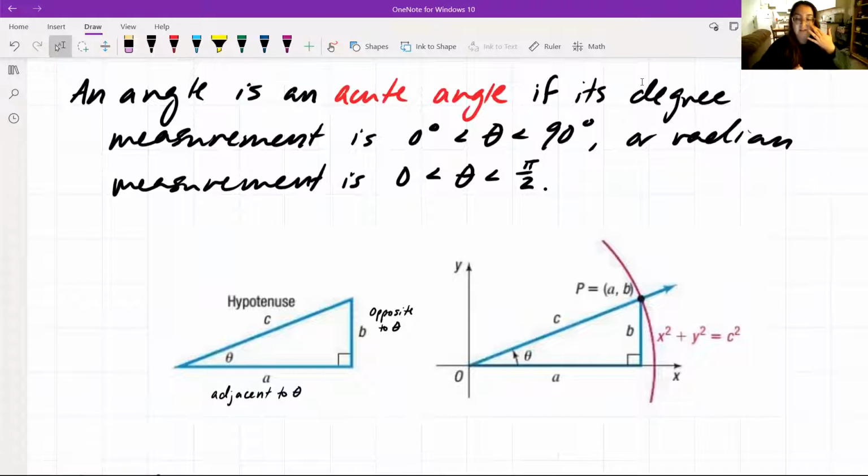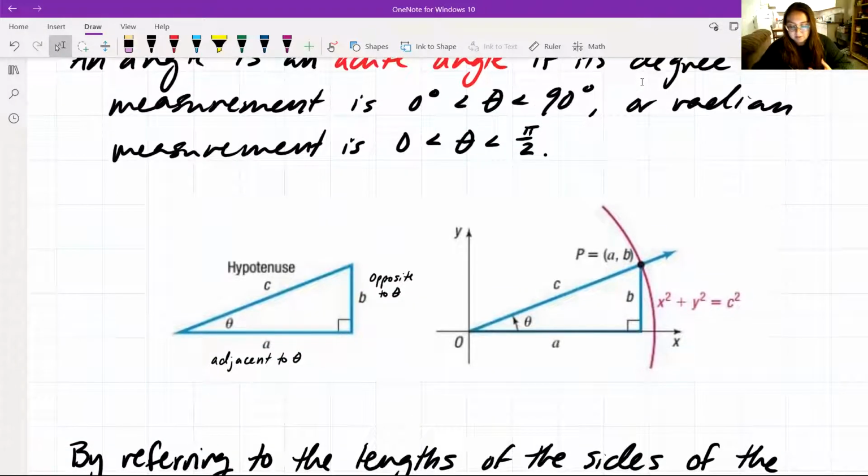Then an angle is an acute angle if its degree measurement is going to be between 0 and 90 degrees. And this is a strictly greater than and strictly less than. So greater than 0 and less than 90. Or a radian measurement of greater than 0 and less than pi over 2.